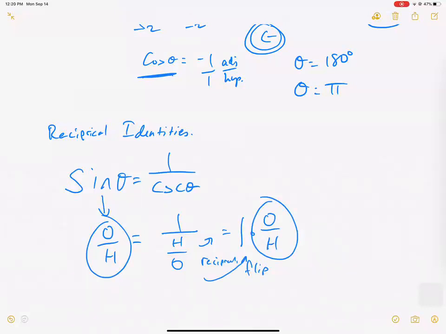So this looks a little funny. This seems a little confusing. So let me rewrite this a different way. Cosecant theta is just 1 over sine. It's just the flip version. And when we look at the sides, cosecant is really hypotenuse over opposite.